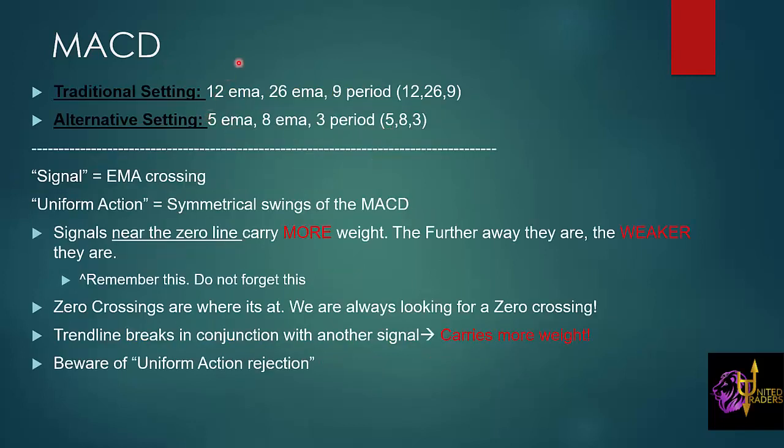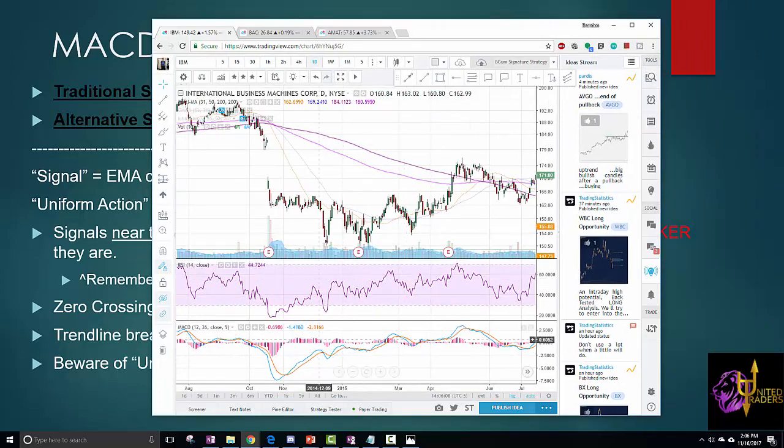Okay, so the traditional setting, when you add them to most charts, you're going to have the 12, 26, and 9 period. I also occasionally use the 5, 8, and 3, and if I use the alternative setting, I generally use them together. Okay, so a signal, let's just get our terms correct here. When I say there's a signal crossing, that means the moving averages are crossing. So this would be a signal crossing right here.